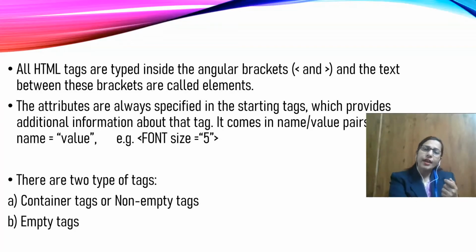If we are writing some tags and we want to give some extra things in them, they have their own attributes. The attributes are always specified in the starting tag. You never see the ending or closing tag having any attribute. So attributes are always specified in the starting tags, which provide additional information about the tag.